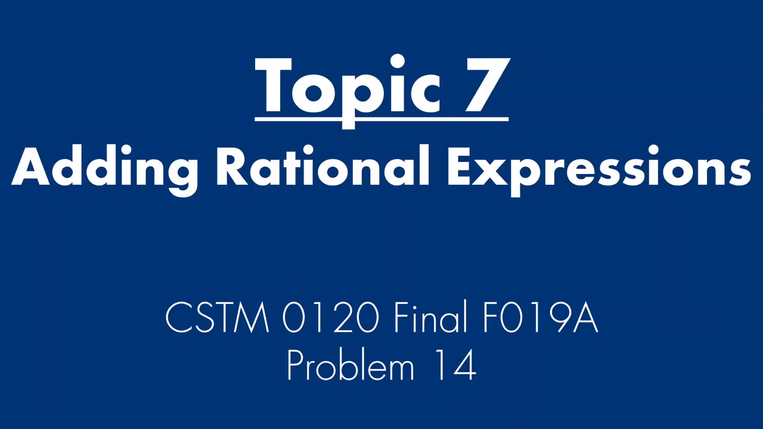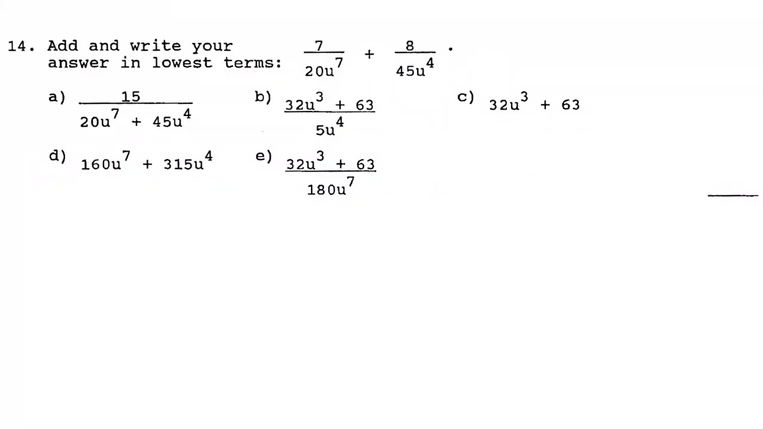Next topic: adding rational expressions. Problem 14 from final F019A. Sounds very simple, but you have these fractions, the addition of two fractions. So how to attack it? 7 over 20u to the 7 plus 8 over 45u to the 4th. What I would do is look at the denominators first.